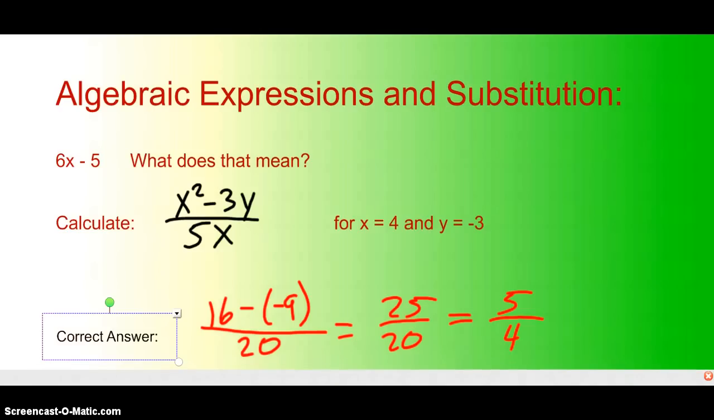And this is what your correct solution should look like. As you plug 4 in for x, you get 4 squared is 16, and you plug negative 3 in for y. 3 times negative 3 is negative 9, and on bottom you have 5 times 4 is 20. Then you go ahead and do your subtraction on top. 16 minus negative 9 is 25, and you get 25/20ths, and again, we leave our answers in fraction form, and we reduce our fractions.